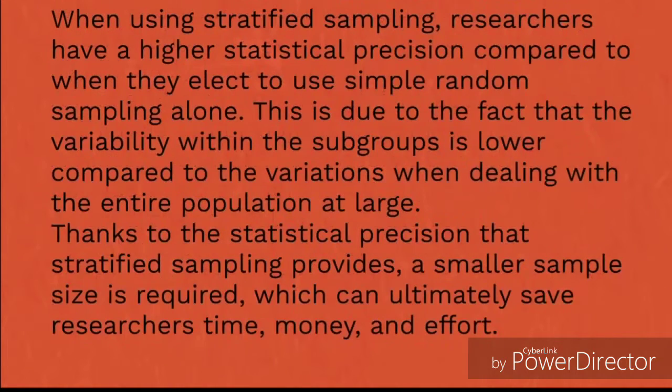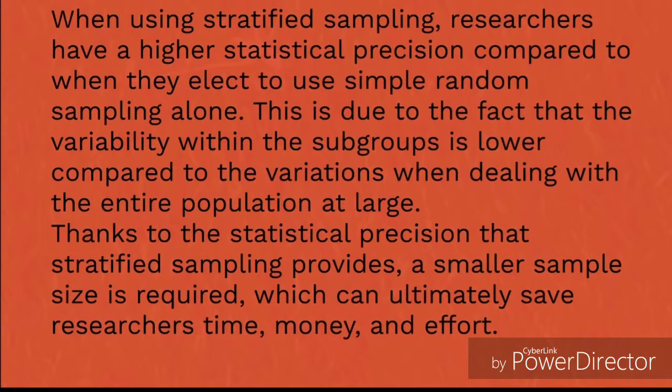When using stratified sampling, researchers have a higher statistical precision compared to when they elect to use simple random sampling alone. This is due to the fact that the variability within the group is lower compared to the variation when dealing with the entire population at large. Thanks to the statistical precision that stratified sampling provides, a smaller sample size is required, which can ultimately save researchers time, money, and effort.